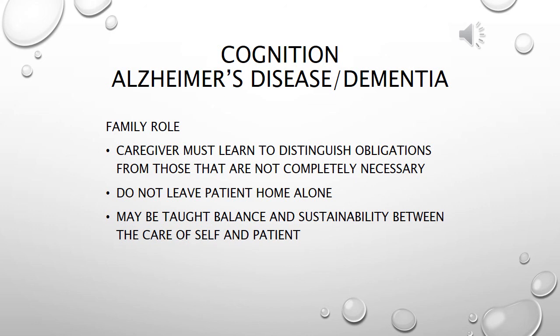The Alzheimer's Association is a coalition of family members and professionals who share the goals of family support and service, education, research, and advocacy. There are family support groups and respite care and adult daycare that can be available through different community resources. Respite care is a commonly provided service in which caregivers can get away from the home for short periods while someone else tends to the needs of the patient. Caregivers must learn to distinguish between obligations and those that are not completely necessary. They do not leave the patient home alone, and they may be taught balance and sustainability between the care of self and the patient.